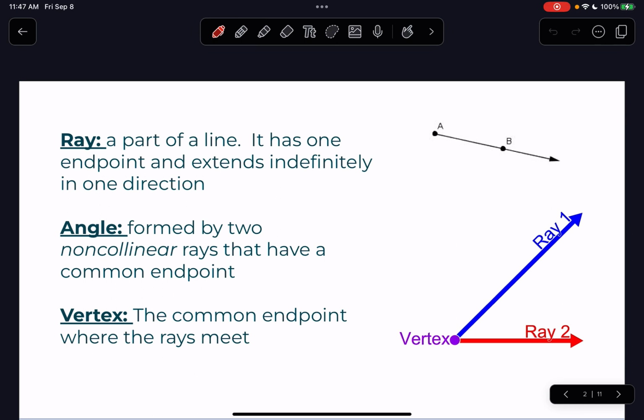That endpoint, we call that a vertex. So the endpoint of your two rays where they are meeting is called the vertex, and the combination of those three things, ray 1, ray 2, and your vertex, make an angle.